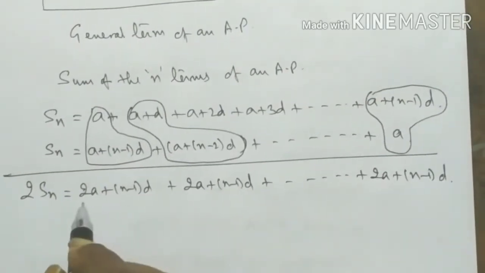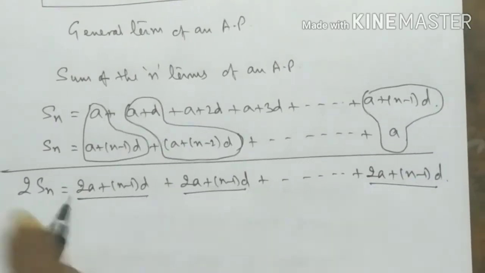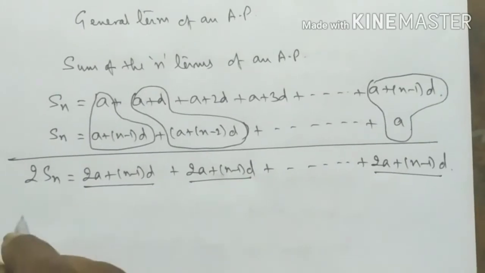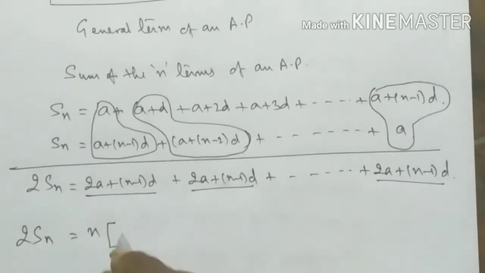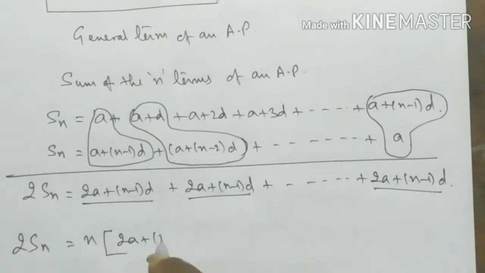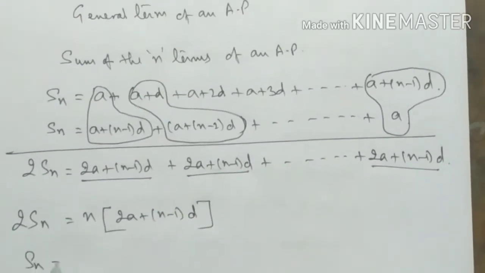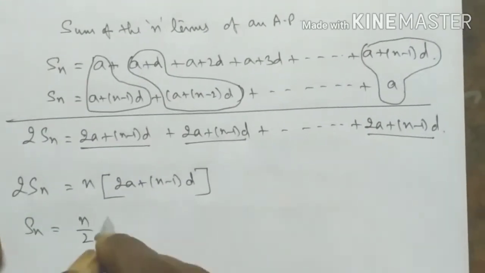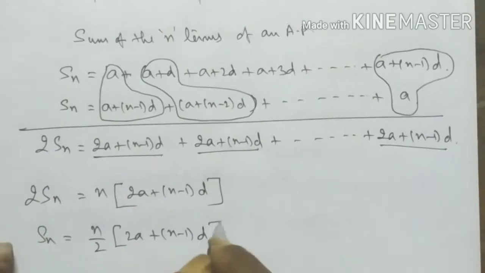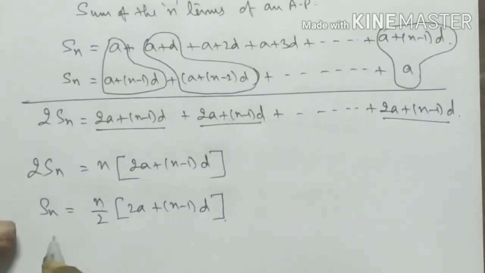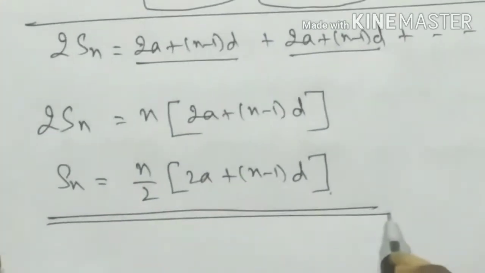So what do we find? We find that there are n terms like this. The sum of these n terms will be 2Sn, that is n times (2a plus (n minus 1)d), and Sn is equal to n by 2 times (2a plus (n minus 1)d). So this is the formula for the sum of n terms of an arithmetic progression.